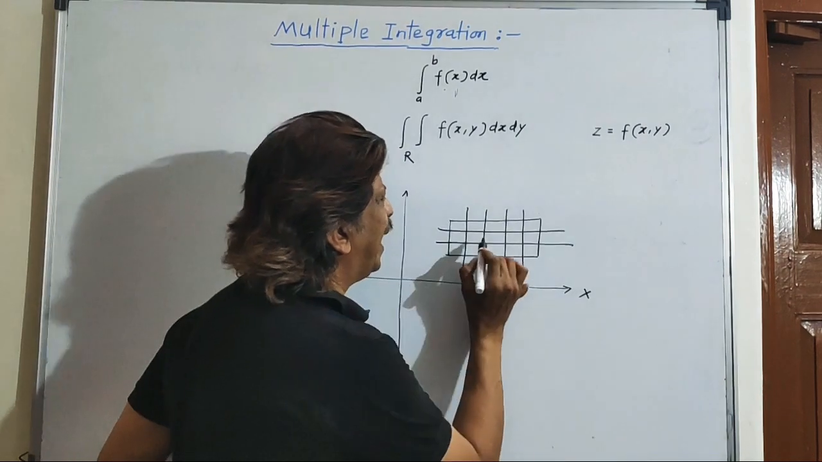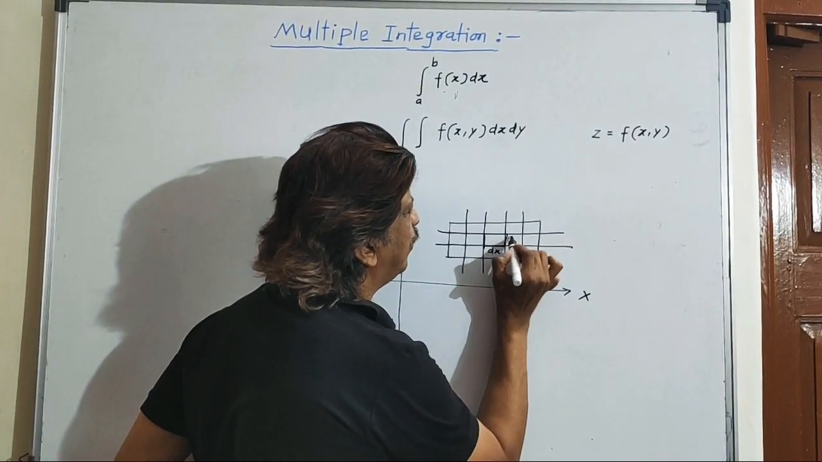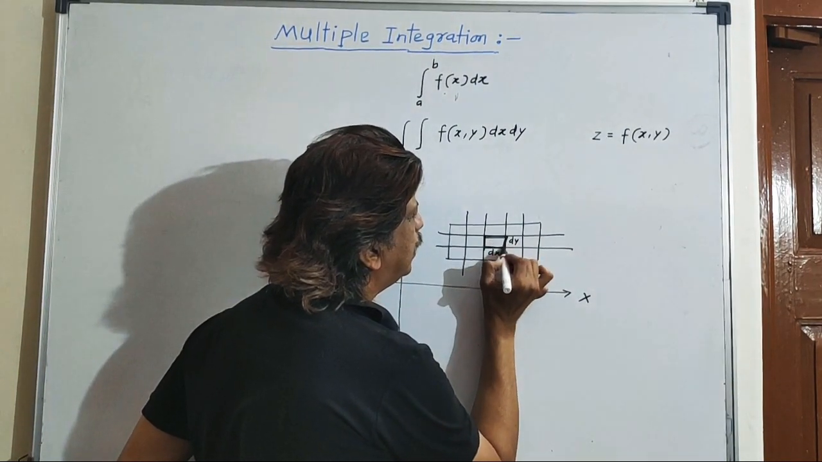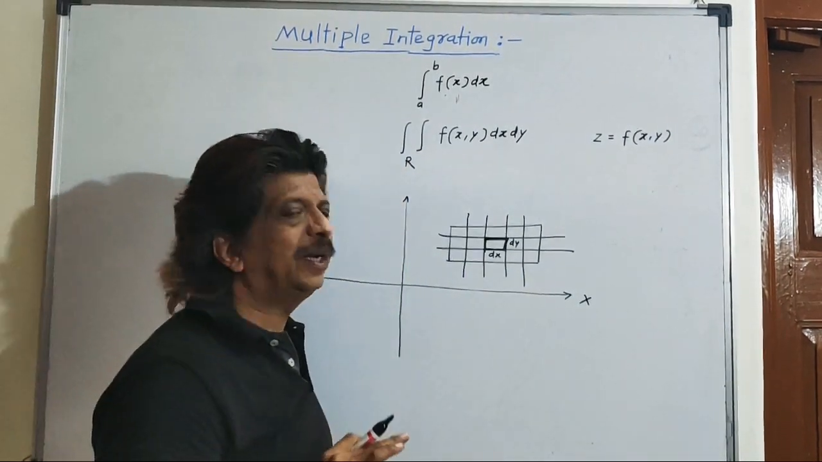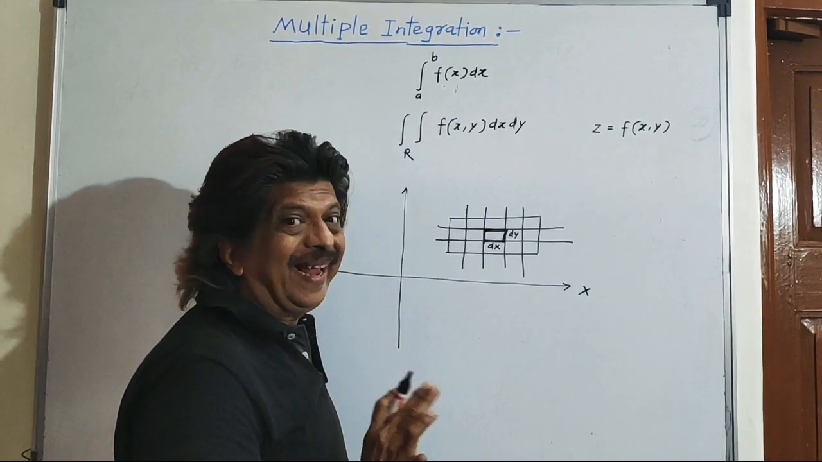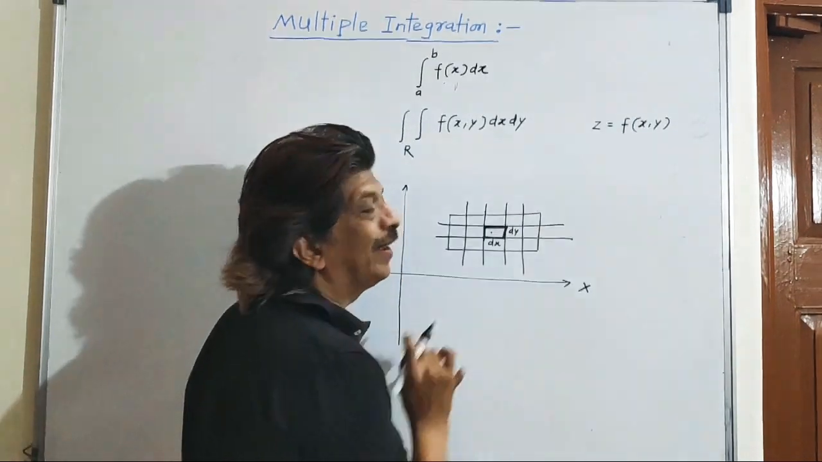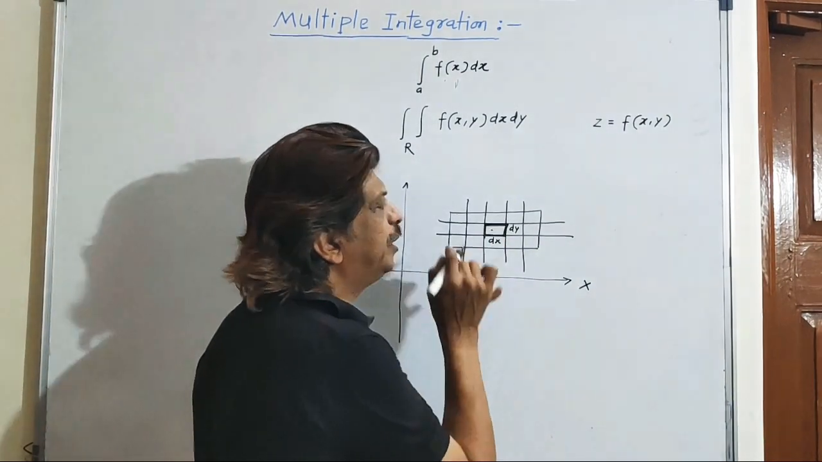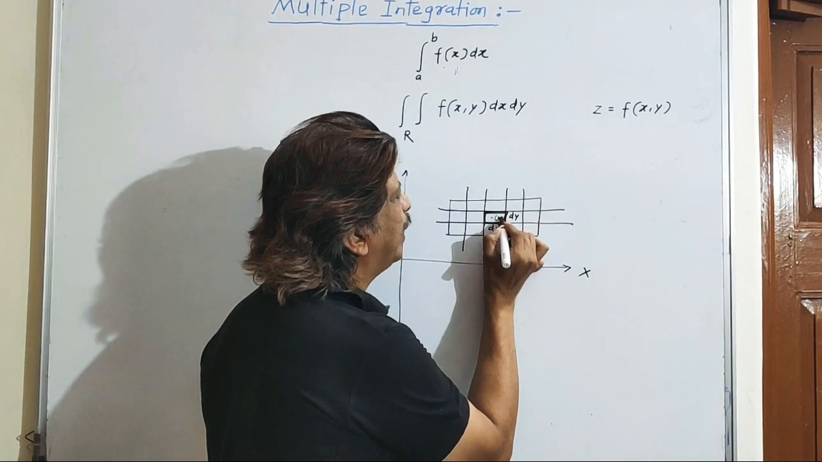Now, let us consider any arbitrary rectangle. This rectangle is denoted by dx dy. Right? This is that rectangle which is denoted here specifically as dx dy. Now, number 2. We take any point. This point is nothing but f of x, y. Sorry, it is not f of x, y, it is x comma y. It is a point in this plane, whose coordinates are x comma y.